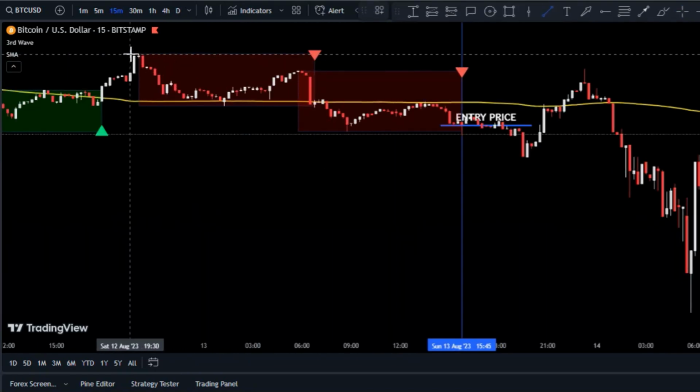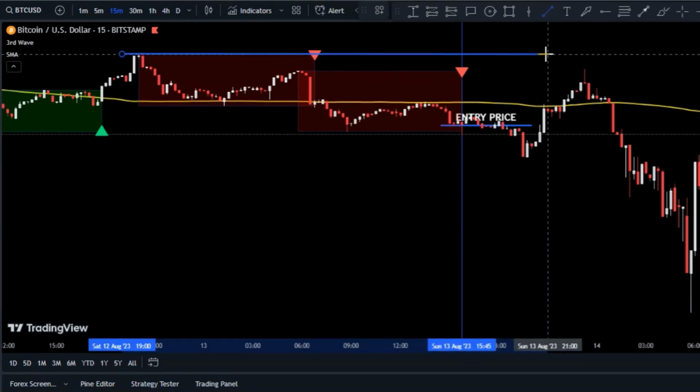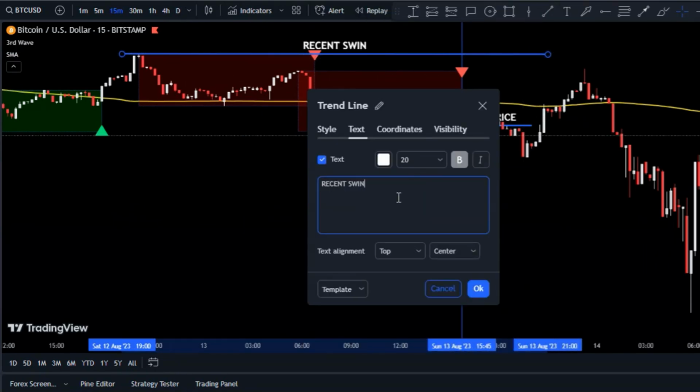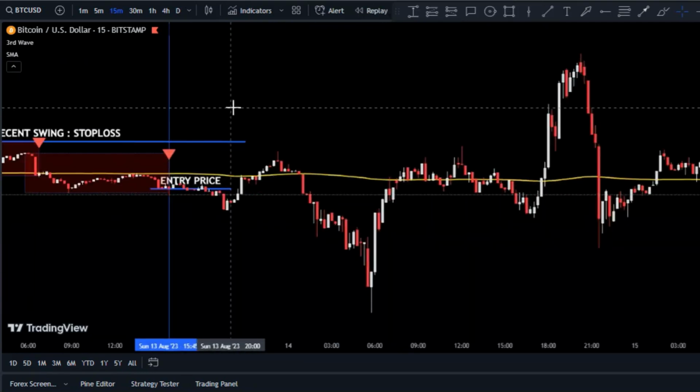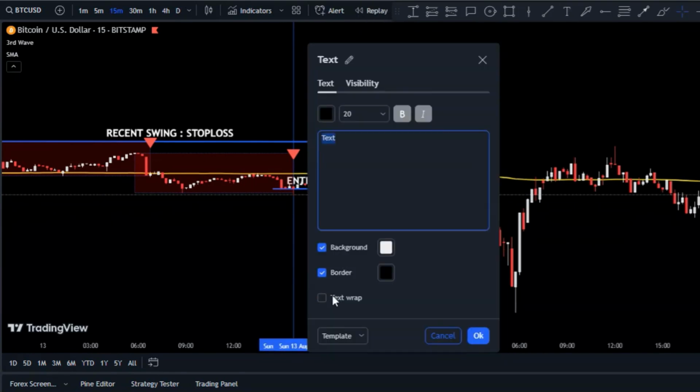And once the position is established, place your stop loss just above the recent swing high. For determining your take profit and exiting the trade, consider employing a risk-reward ratio of 1 to 1.5.